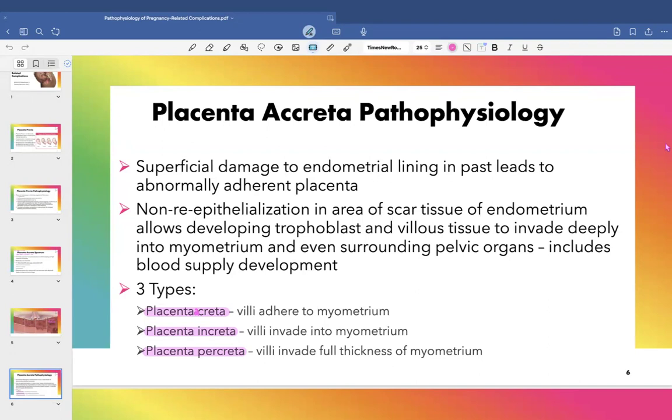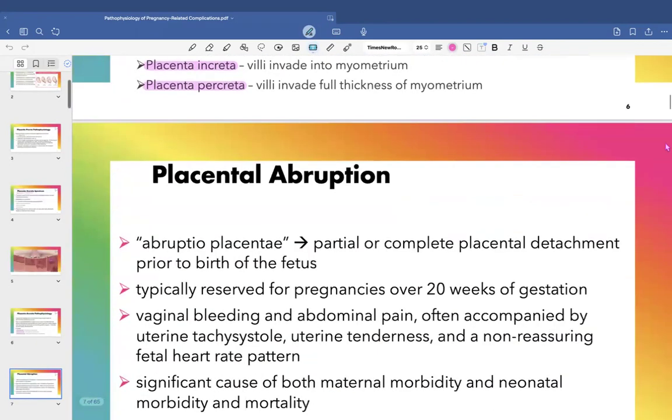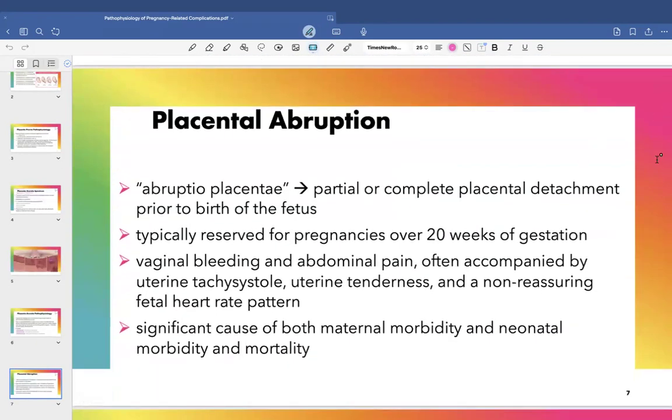Okay, placental abruption. The technical name for it is abruptio placentae, and it is when the placenta actually detaches prior to labor and delivery, prior to the normal birthing process. Usually we reserve this term for pregnancies that are over 20 weeks gestation.